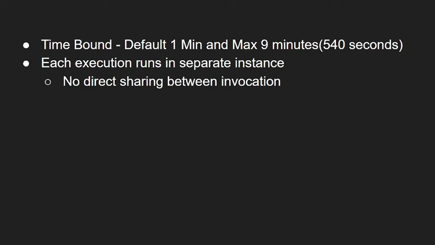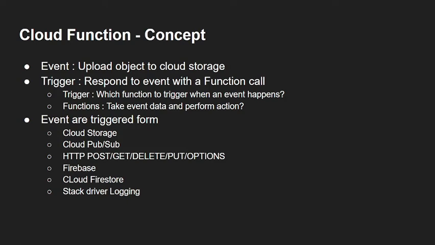Now let's look at some of the important concepts related to Cloud Functions. An event is something that happened. So you uploaded an object to Cloud Storage, an HTTP call is made, or a message arrived in Pub/Sub. So these are all events, and a trigger is a response to an event with a function call. So which function to trigger when an event happens, that's the trigger. What does the function do? The function takes the event data and performs the actions you want to perform.